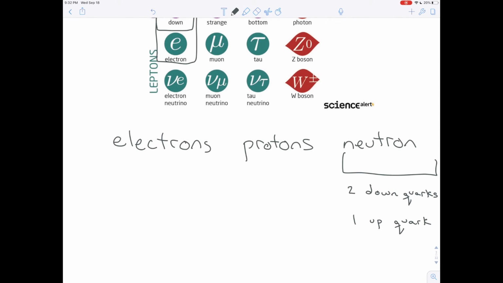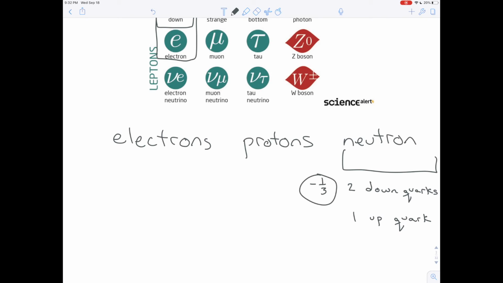The down quarks have a charge of -1/3. So that's a third of the charge on an electron. And we have two of those. Each of the up quarks has a charge of +2/3. So you can see that the charges overall cancel out, and the charge on a neutron is 0.